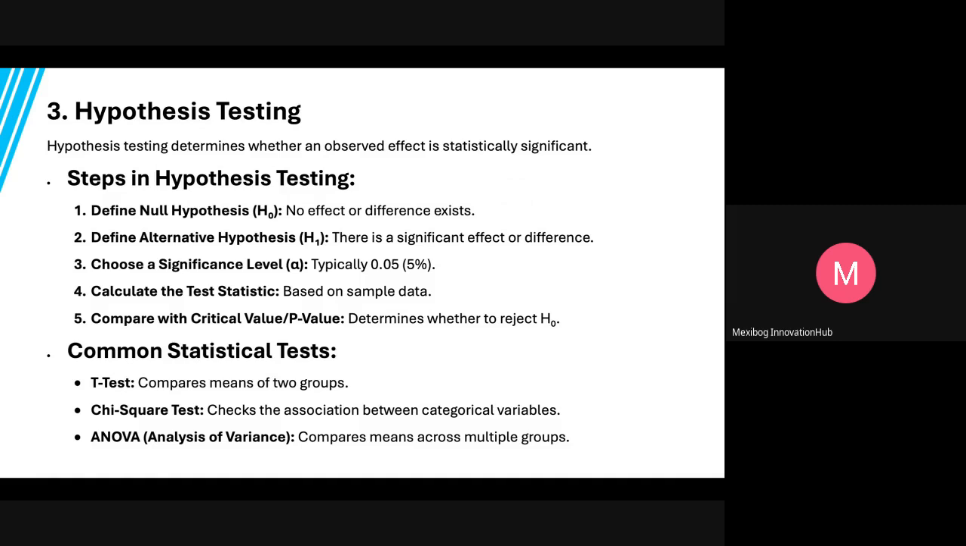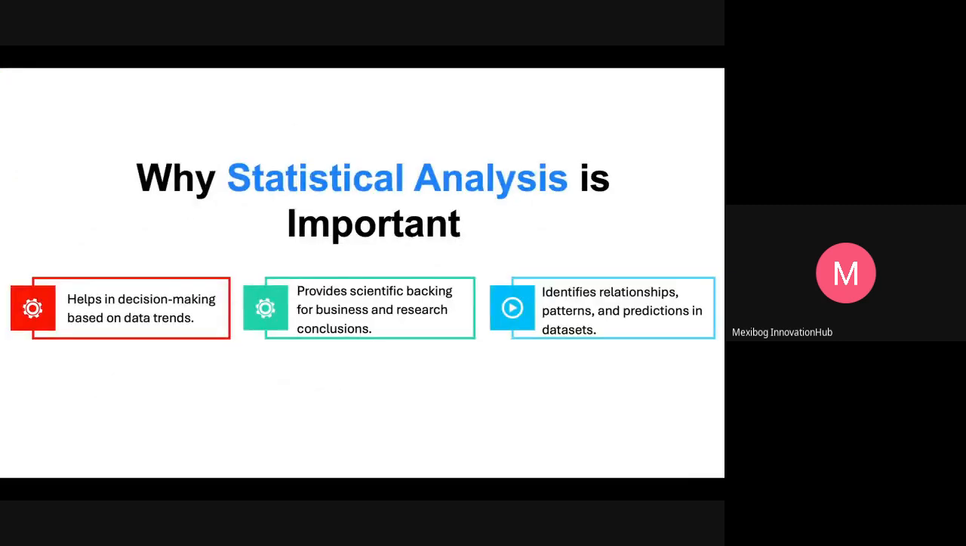We have ANOVA, an acronym for analysis of variance. It compares means across multiple groups. The t-test, like we talked about, compares means of just two groups. The chi-square test checks the association between categorical variables, while ANOVA compares means across multiple groups. So why is statistical analysis important? One, it helps in decision making based on data trends. Two, it provides scientific backing for business and research conclusions. Three, it identifies relationships, patterns, and predictions in data sets.